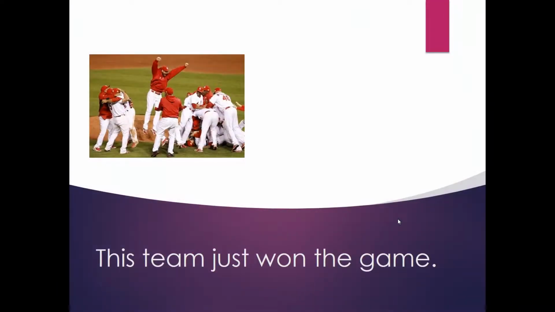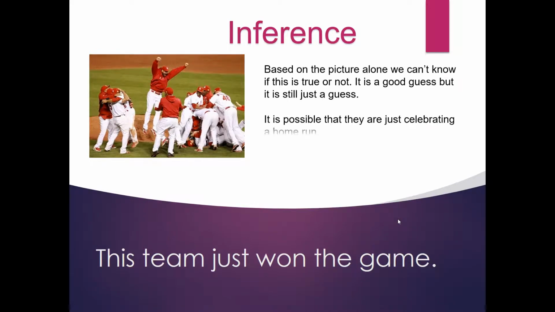Okay, so now we have a picture of this baseball team. So here's the statement. This team just won the game. Is this observation or an inference? So it's an inference. All right. Why is this an inference? Can we prove they just won the game? It's a good guess because from what we know of baseball, if you've ever watched it, when they win a game, that's when the team comes out and they all celebrate. But it's just a guess.